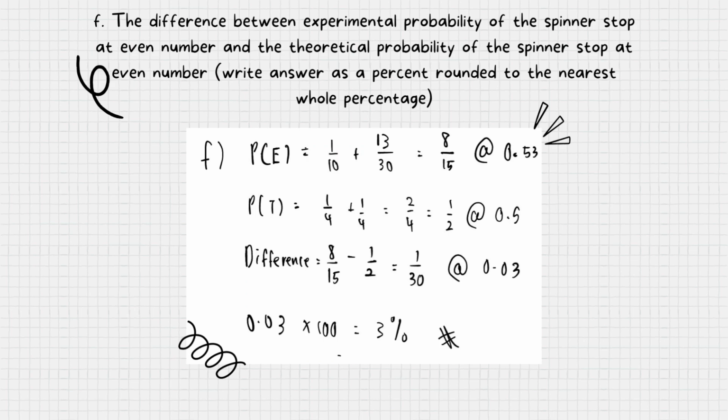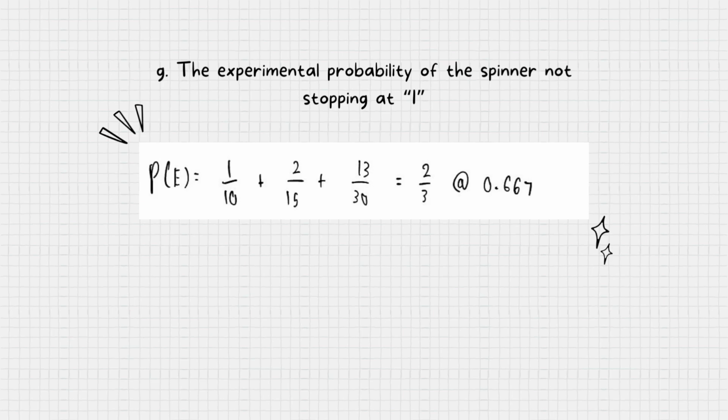Next, we can calculate the difference. So we need to take 8 over 15 minus 1 over 2, because 8 over 15 is greater than 1 over 2. So when we subtract, we'll get 1 over 30, or in a decimal point, 0.03. Since we need it in a percentage, we need to multiply the answer by 100, then we will get 3%.